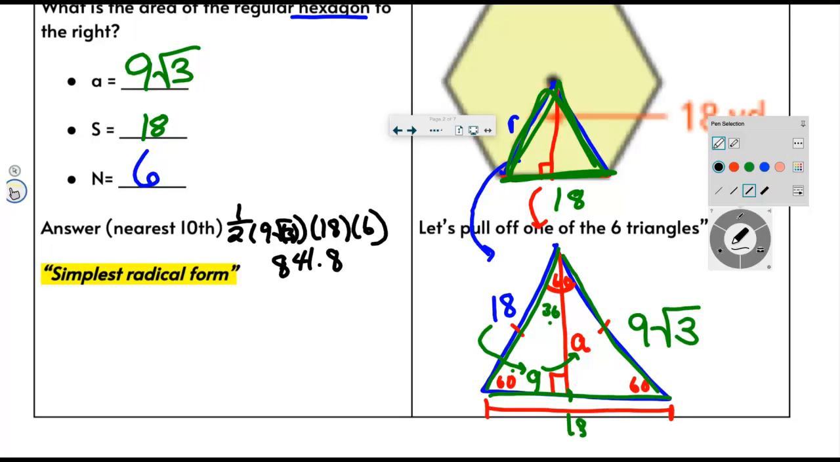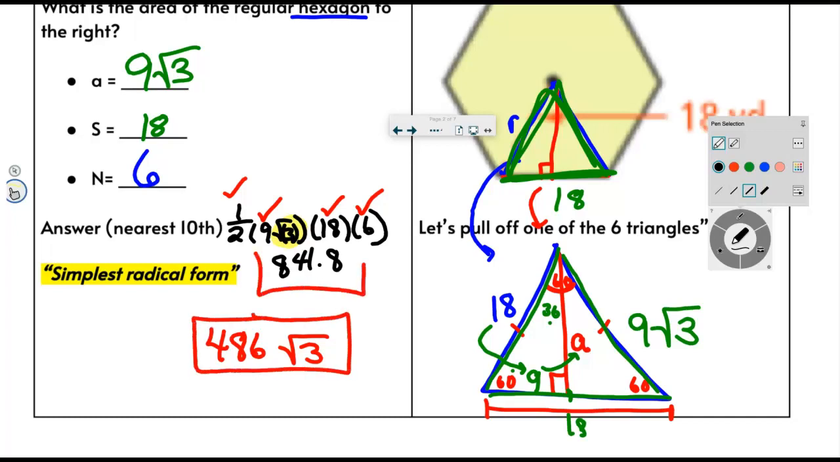Now, if I said simplest radical form, what that means is you do everything except that root 3. You keep the radical or the root in your answer. So I'm just going to drop that root 3 down, and then I do the rest on my calculator. I do 1/2 times 9, skip over the root 3, times 18, times 6. And if you do that on your calculator, you're going to get 486 times the square root of 3. This answer and this answer are basically the same. This one's been rounded. This one's exact.